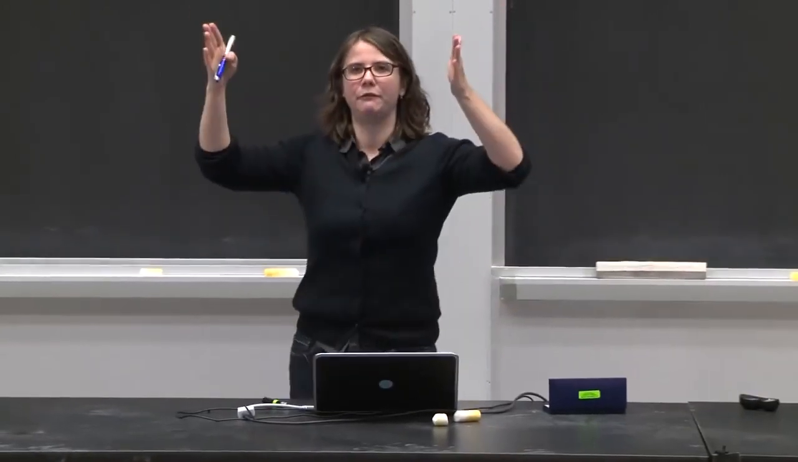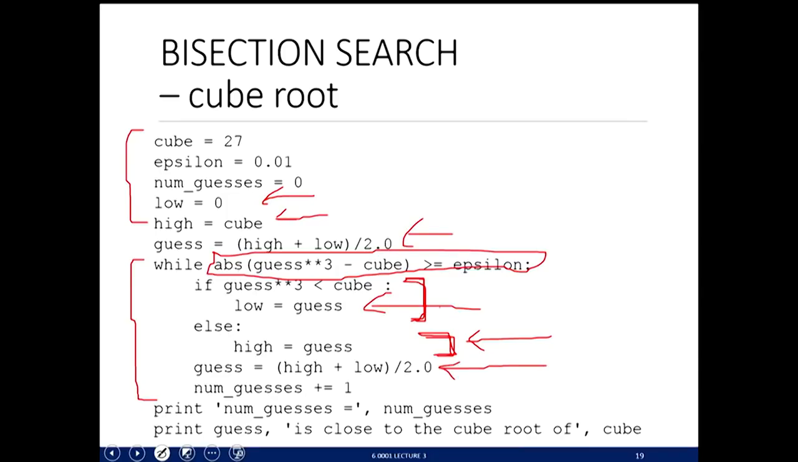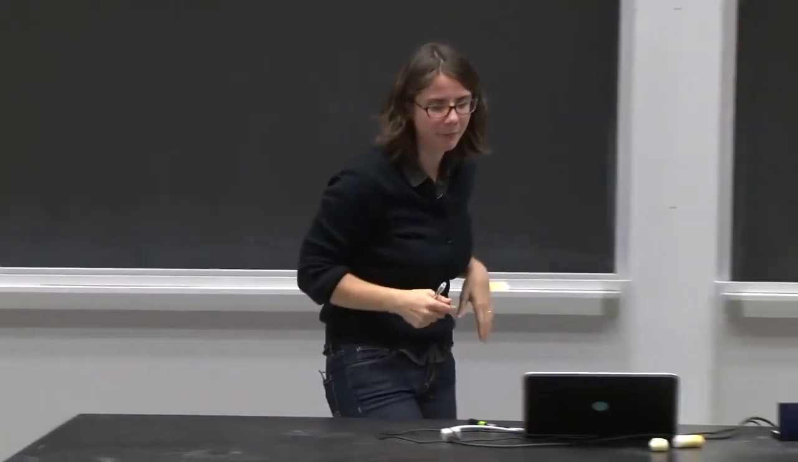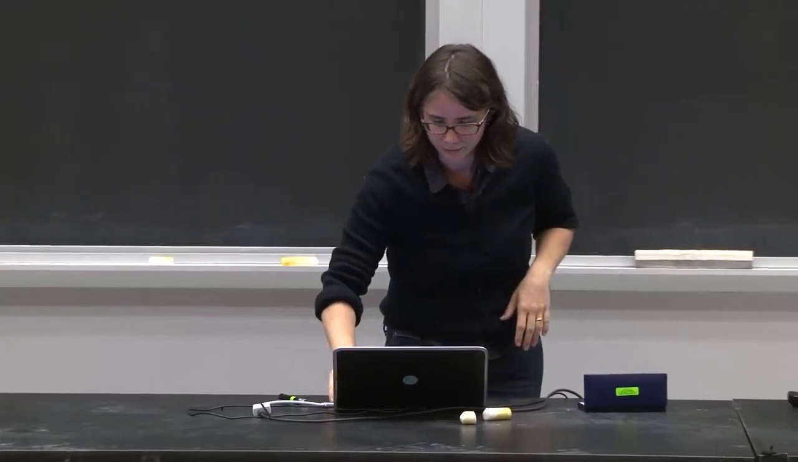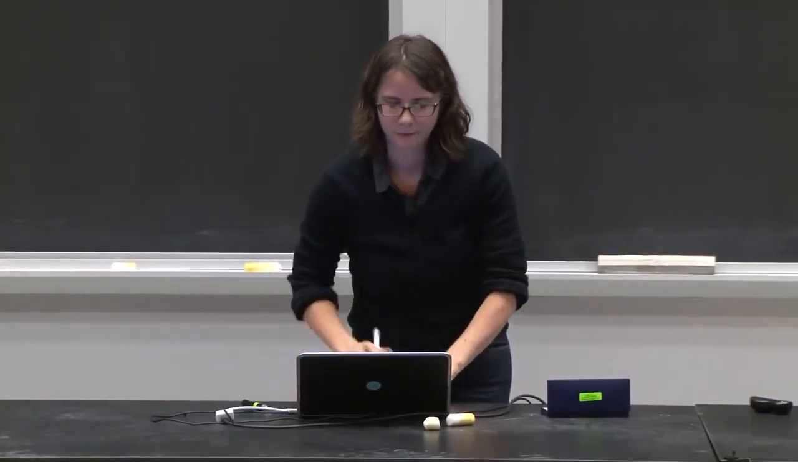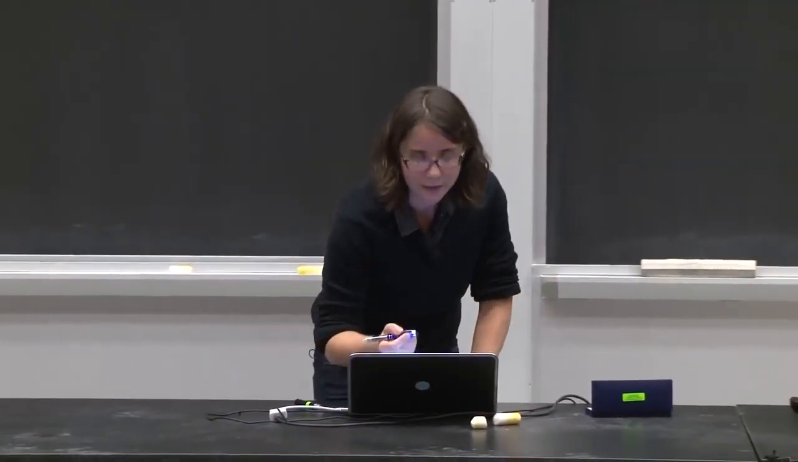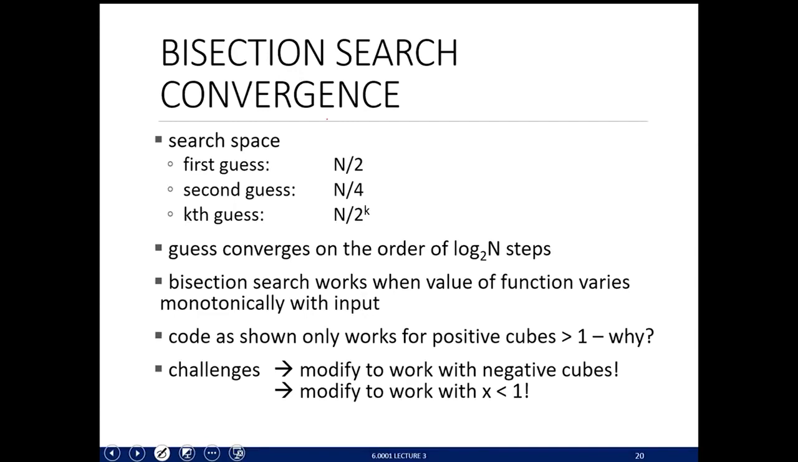Once I have these new boundaries, I make another guess, again halfway in between the new boundary points. So essentially, I'm just halving my interval with every single guess. And that's what the while loop is doing. And then I print out the remaining part. So notice the search space, originally being n, we're halving it with each guess. The first guess divides it by 2, the second guess divides it by 4, and so on.